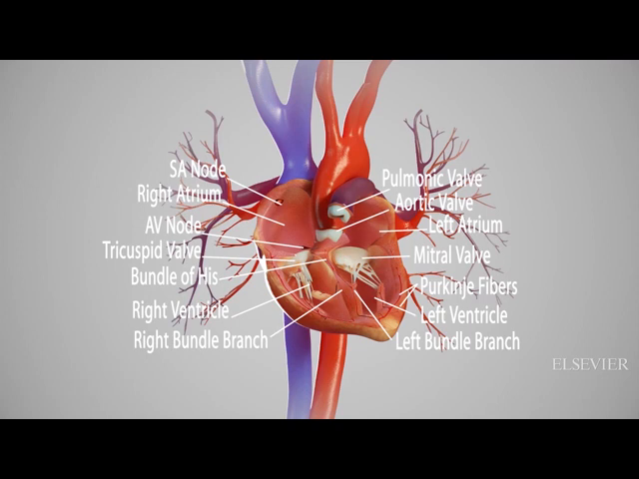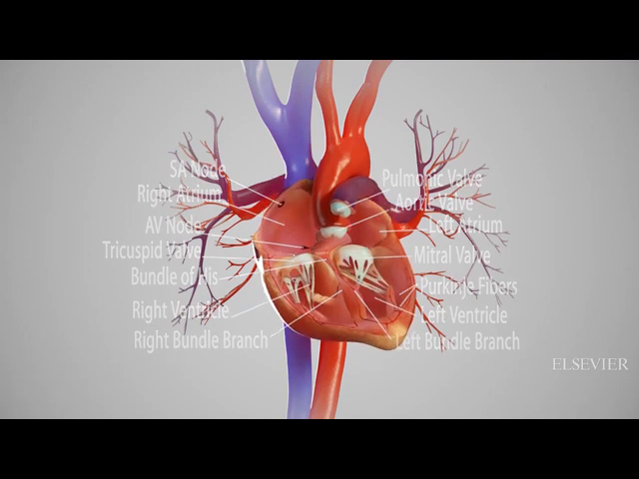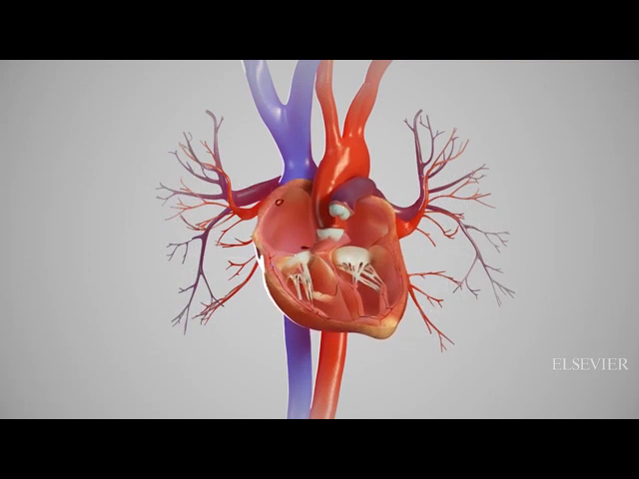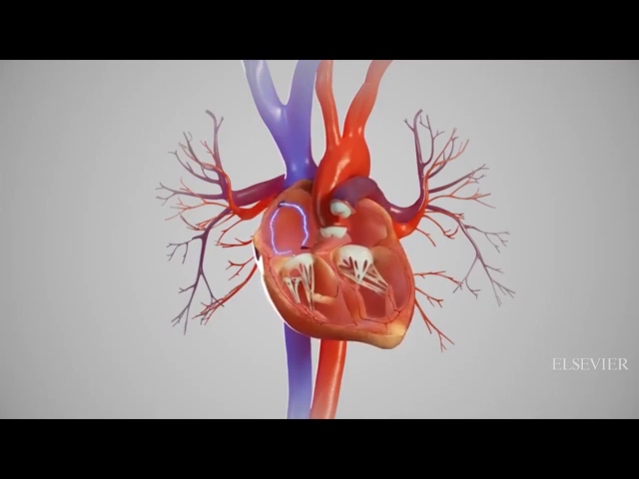Collectively, the AV node and His bundle are often called the AV junction. Each time the cardiac electrical signals reach the Purkinje fibers, they cause the ventricles to contract, which creates a heartbeat.